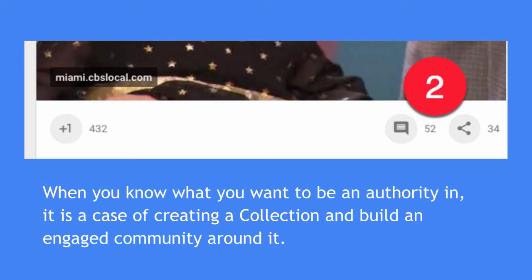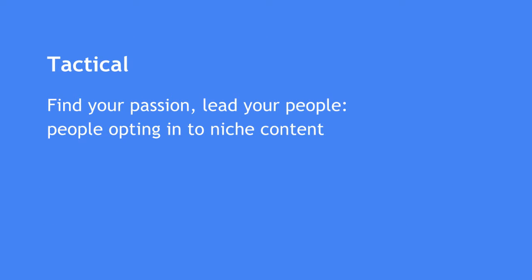Okay, when you know what you want to be an authority in, it's a case of creating a collection and building an engaged community around it. This hasn't changed. If you want to get engagement, you engage with people. But we've now got an opportunity to engage with even more of the right people because of collections. So that was the strategy. What do you want to be an authority in? Start dreaming and know that potentially as we move into the tactics, you will be able to achieve what you want. Okay, tactics. Let's have a look.